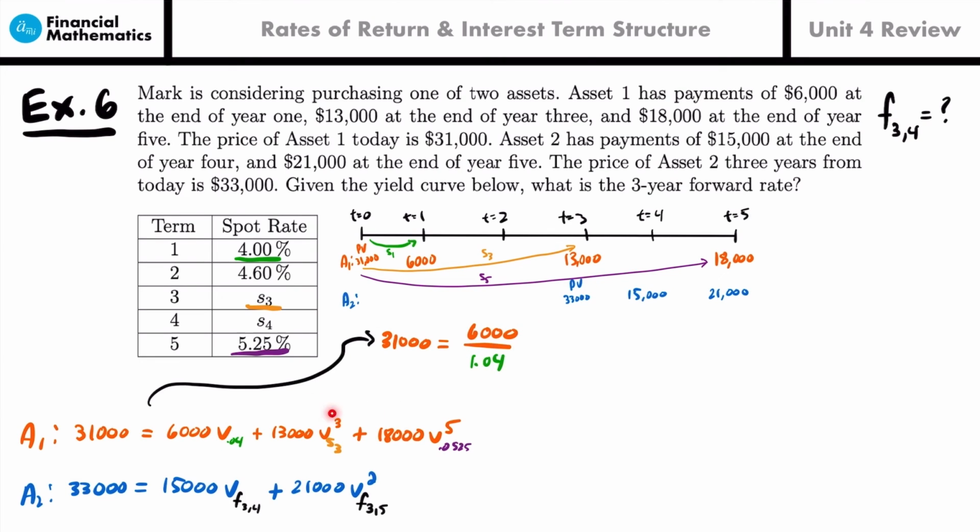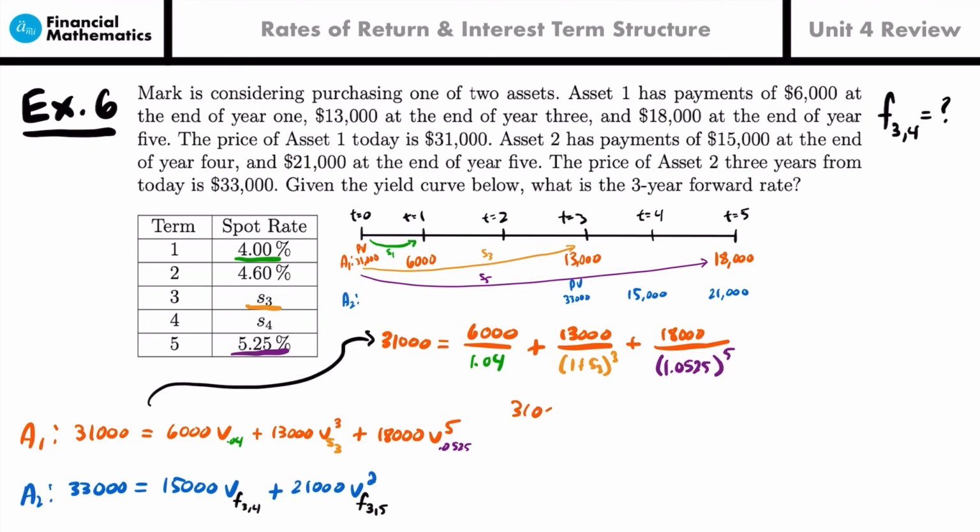And in the same way, for these two terms, we would have this cash flow multiplied by 1 divided by 1 plus this spot rate to the power of 3. And we'd have 18,000 times 1 divided by 1 plus this spot rate to the power of 5. So that will look like this. We have plus 13,000 divided by 1 plus S sub 3 cubed plus 18,000 divided by 1.0525 to the power of 5. Okay? Now, if you plug 6,000 divided by 1.04 in your calculator, you will get this.